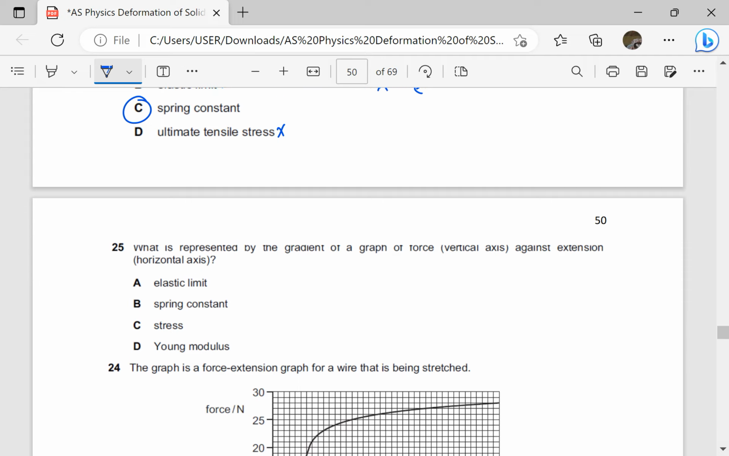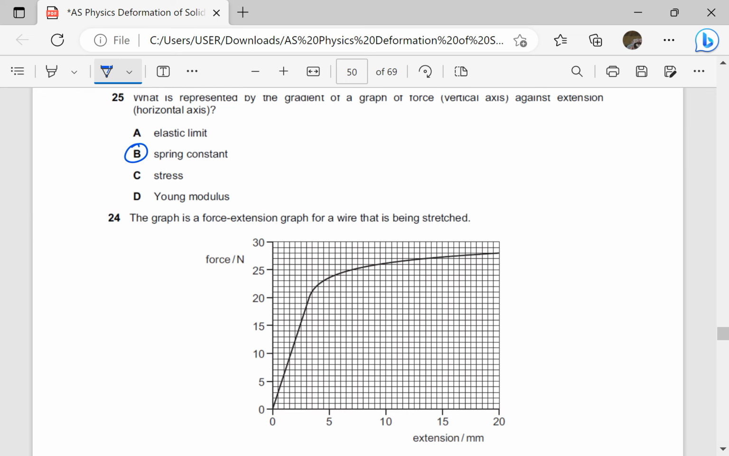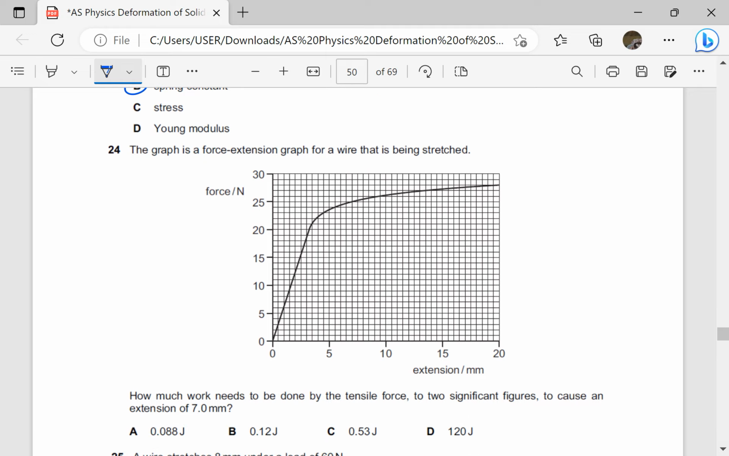What is represented by the gradient of a graph of force against extension? Force on the vertical, extension on the horizontal. I think that is still spring constant. Because here we know that force is equal to K times X, so force against X is constant K.